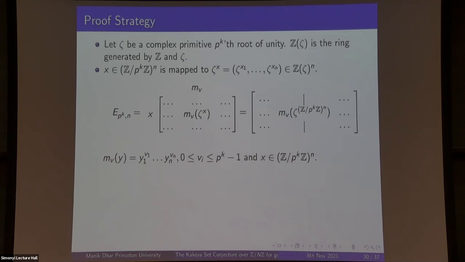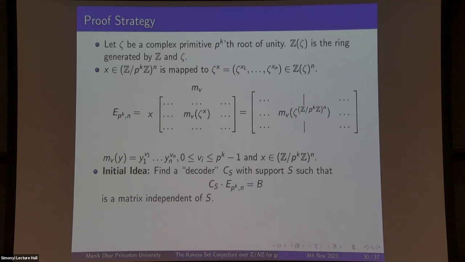And let me say that earlier we were just looking at degree p minus one monomials. Now we'll look at all monomials where each individual degree is up to p raised to k minus one. So there are a lot more monomials present in this argument. The initial idea is the same as before. MS was our decoder matrix earlier. We'll try to find a new decoder matrix whose support is S. So it has all columns outside of S zero, so it will have rank upper bounded by the size of S. And we'll want to say that CS times this eval matrix gives us a matrix B, which is independent of S. And then we want to do the same thing, figure out its rank, and so on.